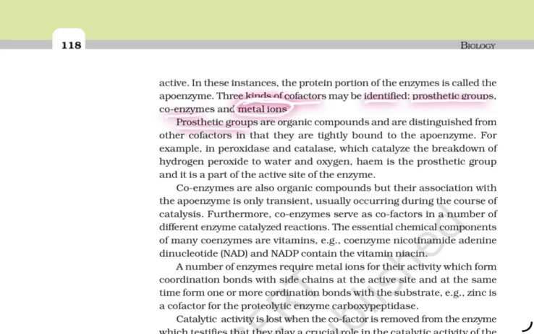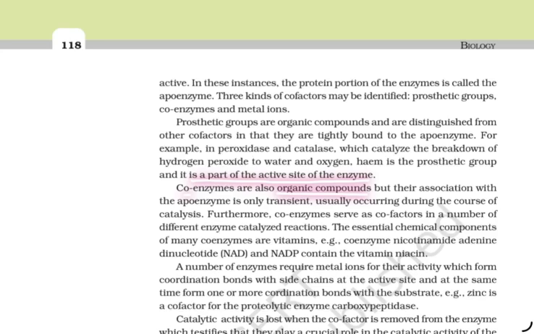Prosthetic groups are organic compounds that are distinguished from other cofactors in that they are tightly bound to the apoenzyme. For example, in peroxidase and catalase, which catalyze the breakdown of hydrogen peroxide to water and oxygen, the heme is the prosthetic group and is a part of the active site of the enzyme.